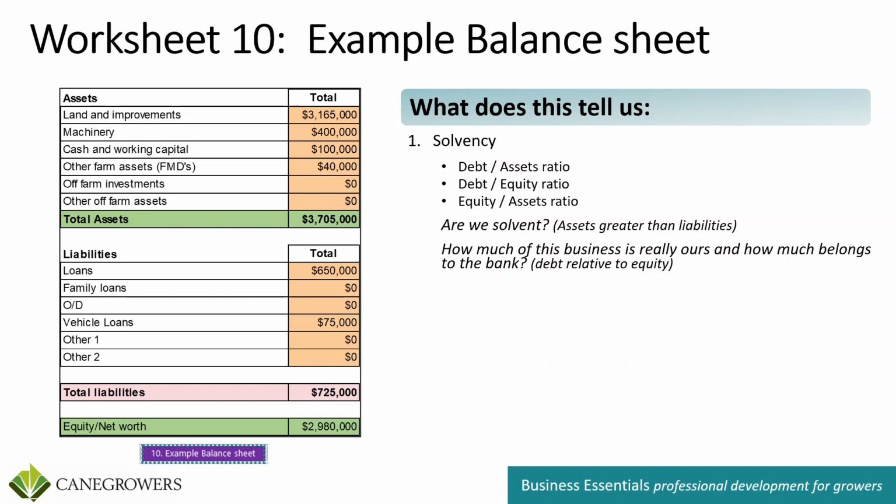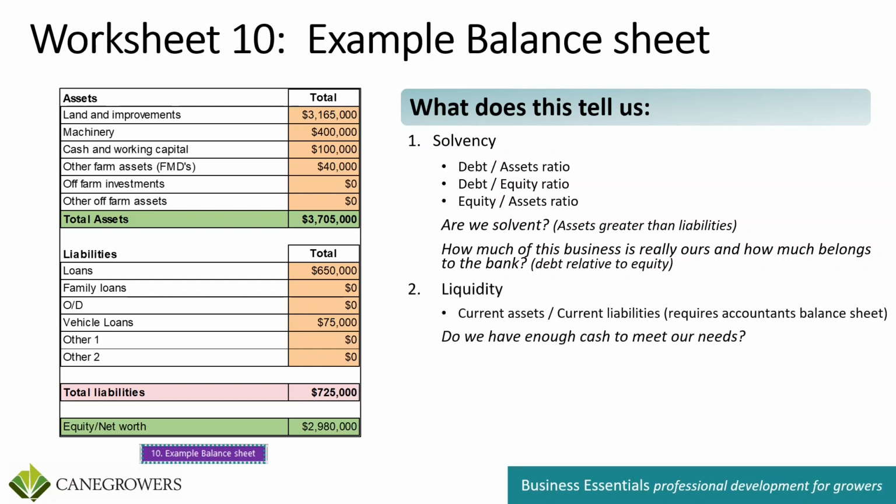Within the balance sheet prepared by your accountant, we can also use the subcategories to consider the business liquidity and whether we have enough cash to meet the business needs. This is achieved by comparing the ratio of current assets to current liabilities. The current ratio, as it's known, provides an indicator of whether the business has enough cash to meet debt obligations that are due within the operating year. The monthly cash flow budget is also an important part in assessing liquidity.